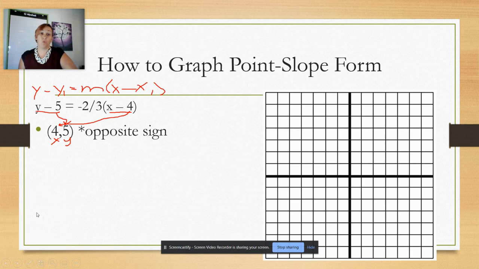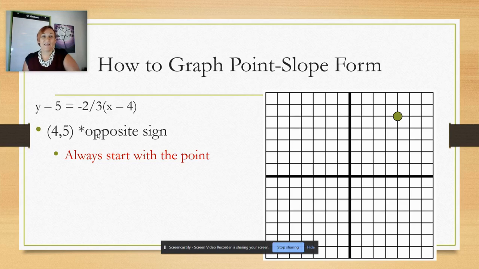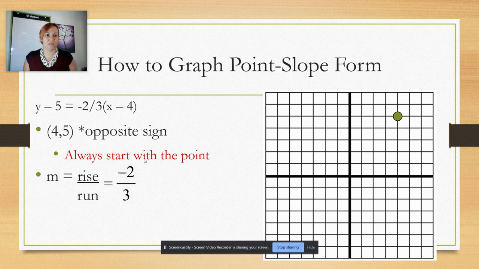Once you have your point, your ordered pair, then you can graph it. And that is your starting point, right? So we always need a dot to start with. Now that we have our point, now we can use our slope. Slope is found in the same place it was for slope-intercept form. It's right in front of the letter x. So in this scenario, it's -2/3.